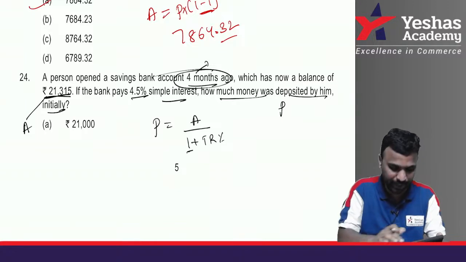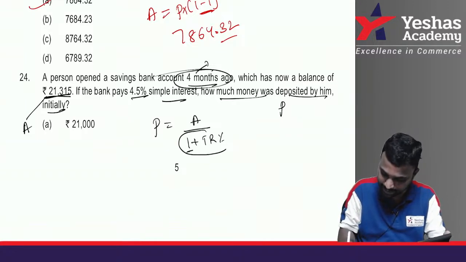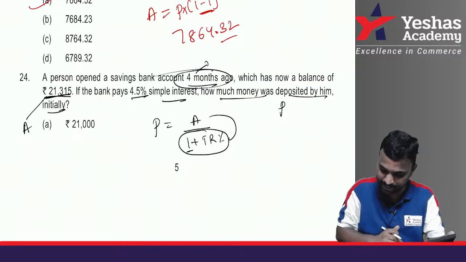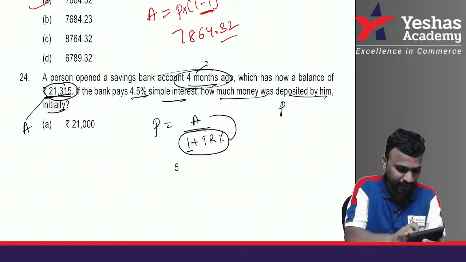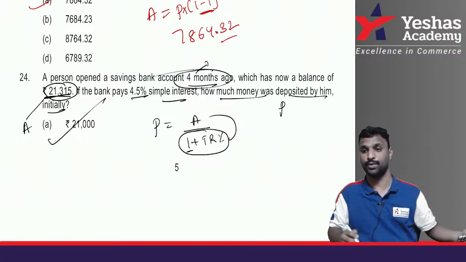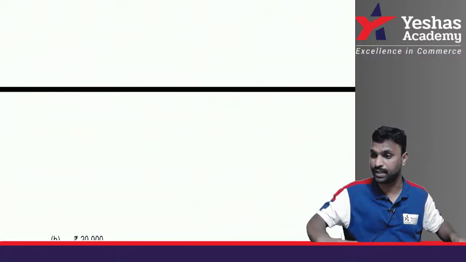Then add 1 to it, plus 1. Take the result of it up. How do you take it up? Divide equal, and then multiply, press into. A value is how much? 21,315, and the result you get as 21,000. So principal is 21,000 itself.